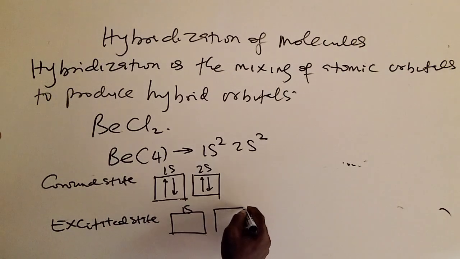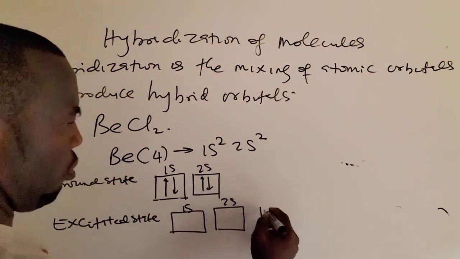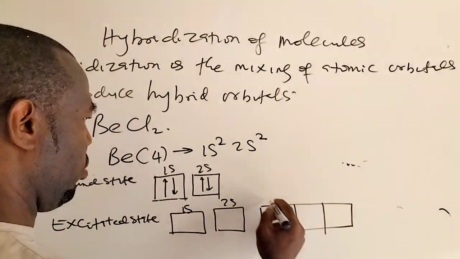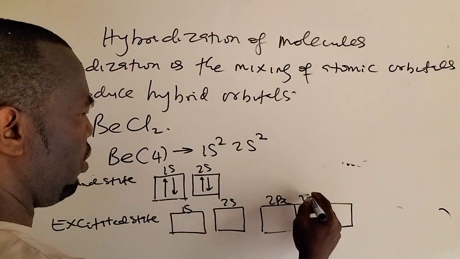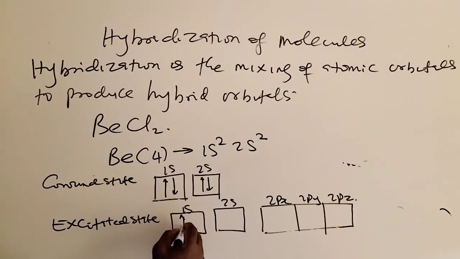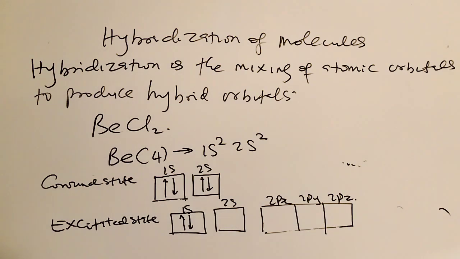We're now drawing the electronic configuration of beryllium in the excited state. This is the ground state, the normal state. So we now draw the next orbital, which is the 2p orbital, divided into 2px, 2py, and 2pz. We have 2 electrons here. One electron in the 2s will now be shifted. Why not the one in the 1s?